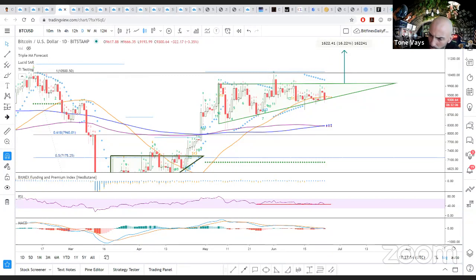Do you ever look at MFI indicator on the daily Bitcoin? I'm not sure what MFI indicator is. I'm not familiar with it. So the answer is no.